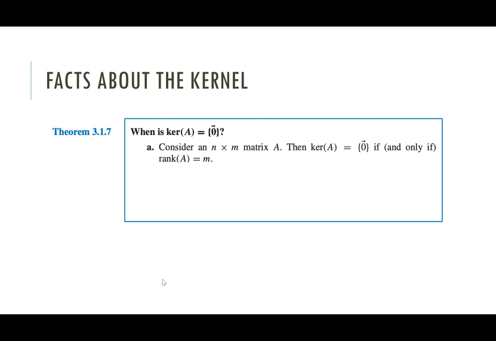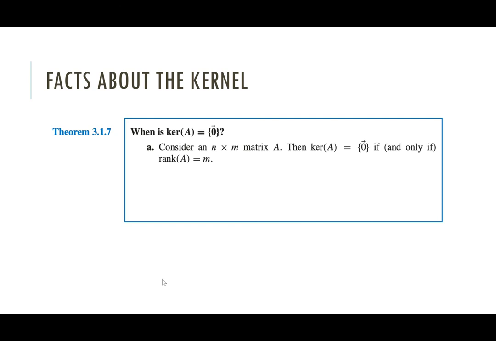First, your book says, all right, let's consider a general n by m matrix. Your book claims the kernel is 0 if and only if the rank of the matrix is m. So this is saying the kernel is 0 if and only if the number of leading ones is equal to the number of columns. Let's think about why this is true.